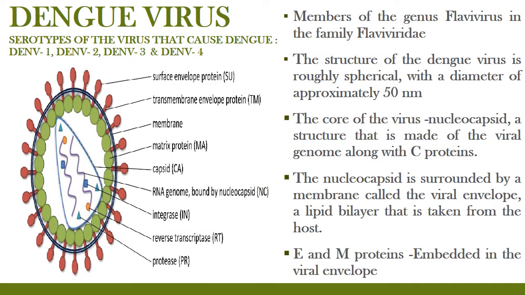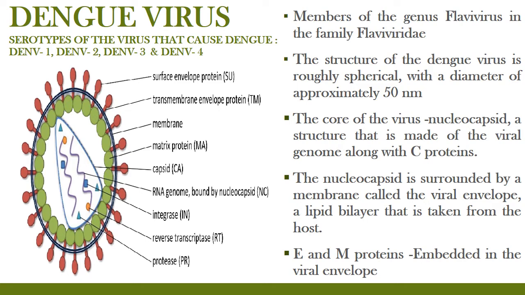Dengue virus is the disease-causing organism. There are different types of dengue virus: dengue virus 1, dengue virus 2, dengue virus 3 and dengue virus 4 serotypes. It is a member of genus Flavivirus in the family Flaviviridae. The structure of dengue virus is roughly spherical with a diameter of approximately 50 nanometers.